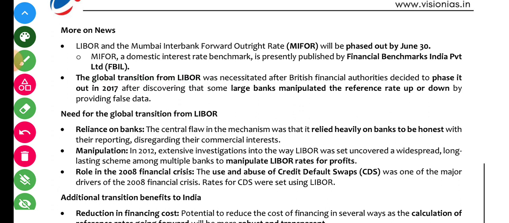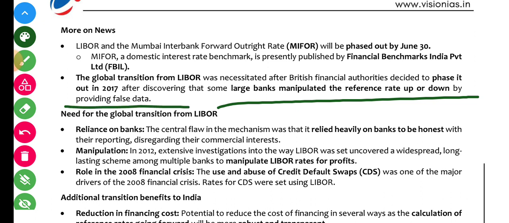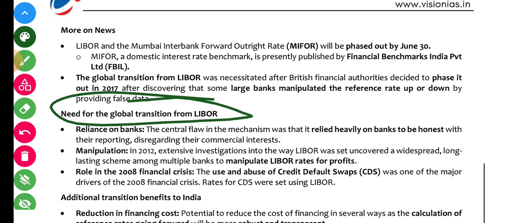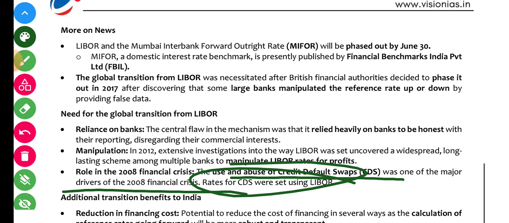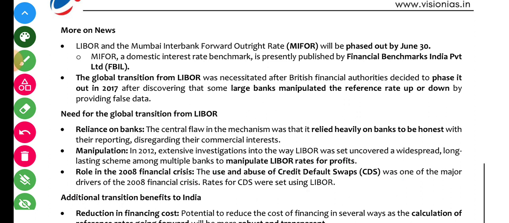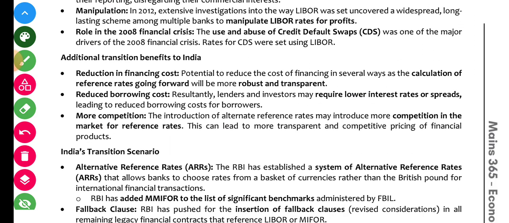Global transition from LIBOR was necessitated after British financial authorities decided to phase it out in 2017. Large banks manipulated the reference rate up or down by providing false data. Need for the global transition from LIBOR: reliance on banks, manipulation. Role in the 2008 financial crisis. The use and abuse of credit default swaps was one of the major drivers of the 2008 financial crisis. Rates for CDS were set using LIBOR. So keep this in mind.